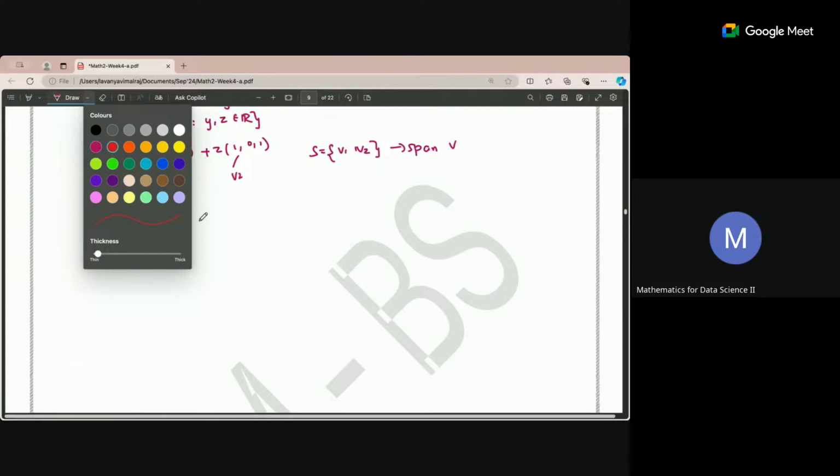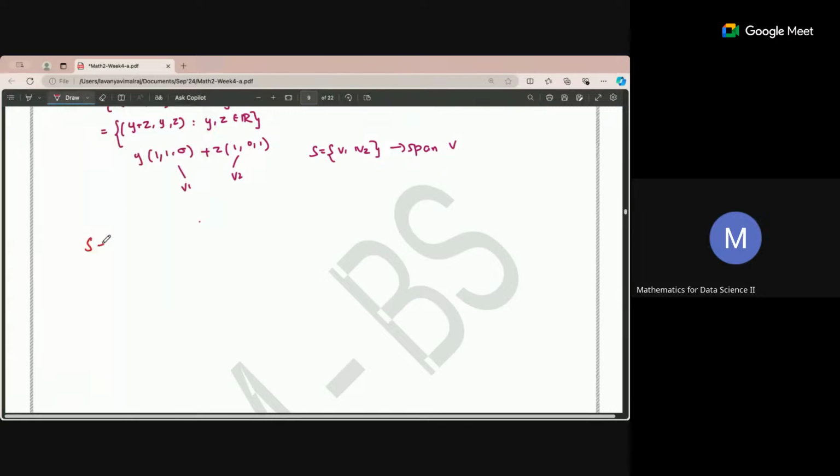So if S is one non-zero vector from R3, then the span of S is a line passing through the origin. If it is only one non-zero vector from R2, can you tell what is the span of S?